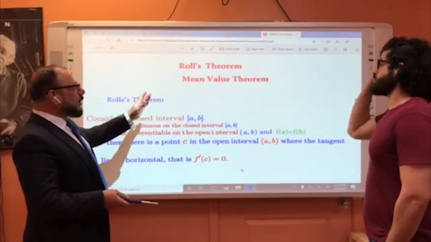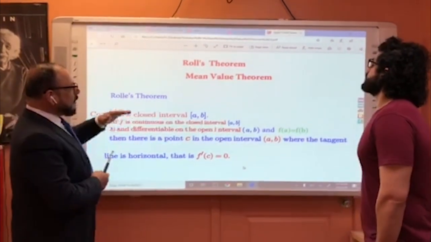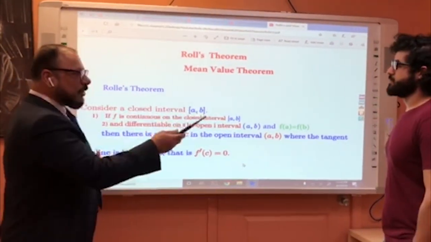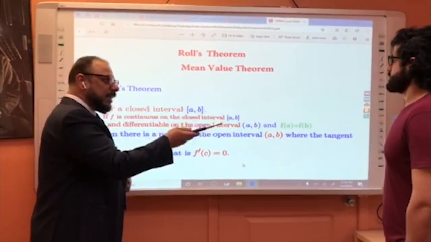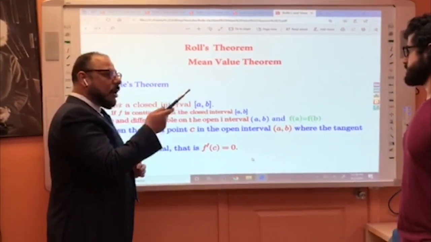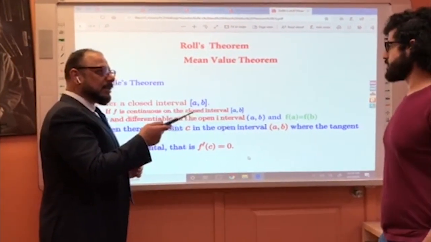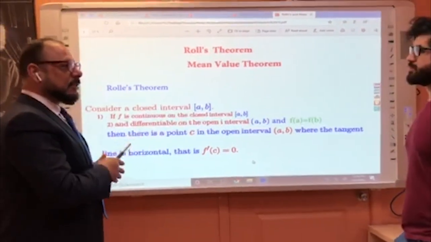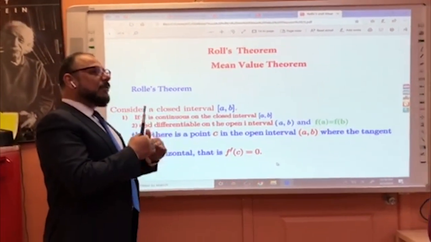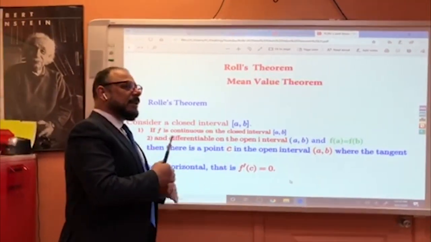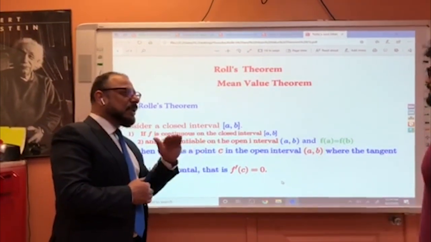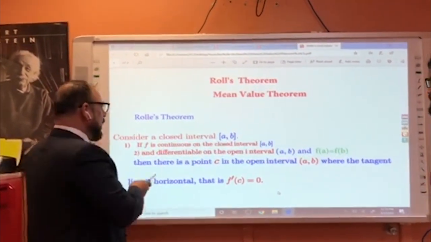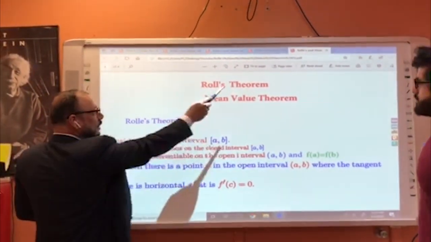Now, for Rolle's Theorem in calculus, the main meaning of Rolle's theorem is what? The tangent line is horizontal. What's the meaning if the tangent line is horizontal? It means the derivative at that point equals zero.